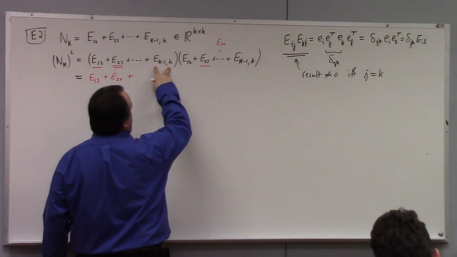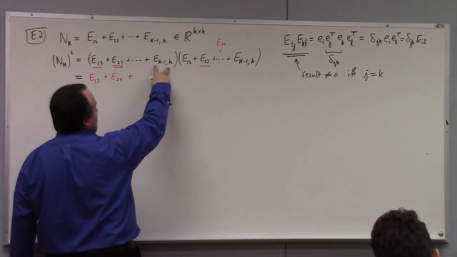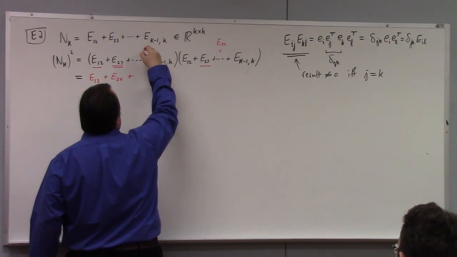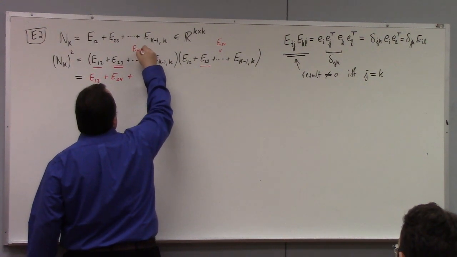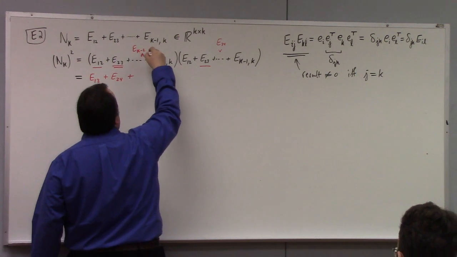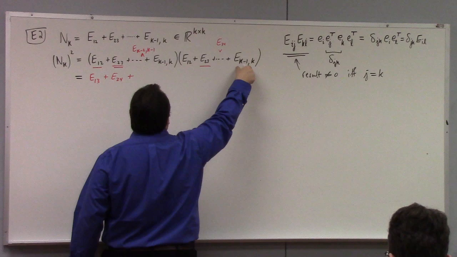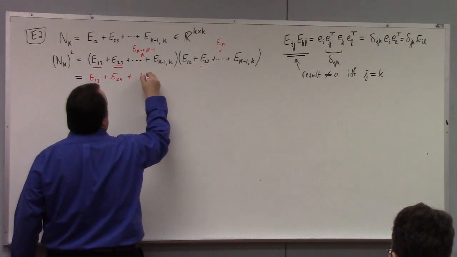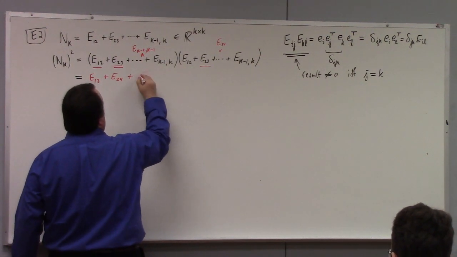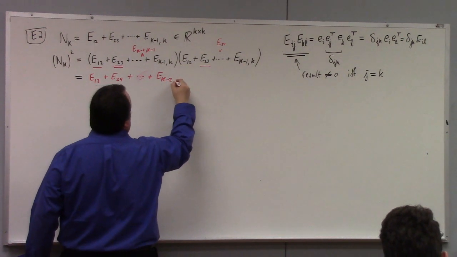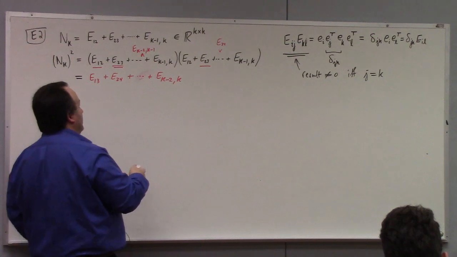And this hits, well, this one doesn't hit it. This one doesn't do anything, does it? But the one right before it, which is what? E k minus 2 comma k minus 1, right? That one hits the last one here and gives us an E, there's a plus dot dot dot here, E k minus 2 comma k, all right?